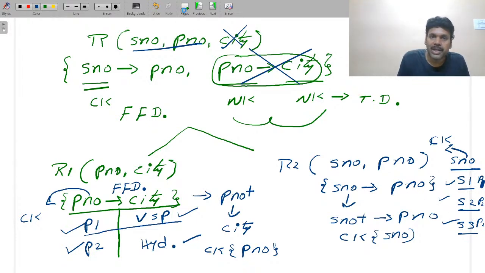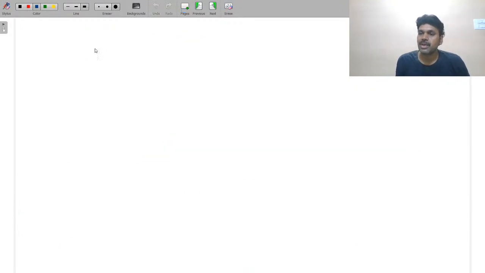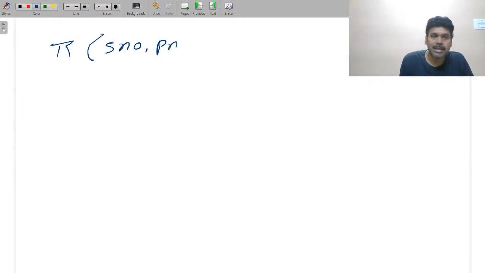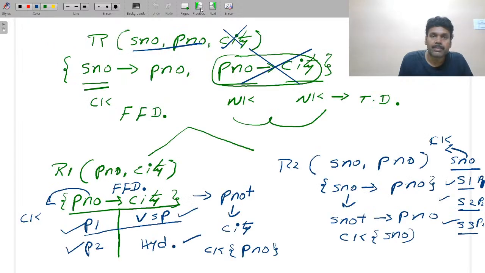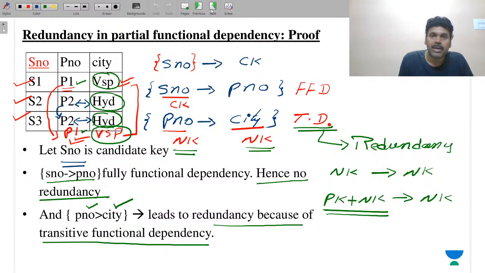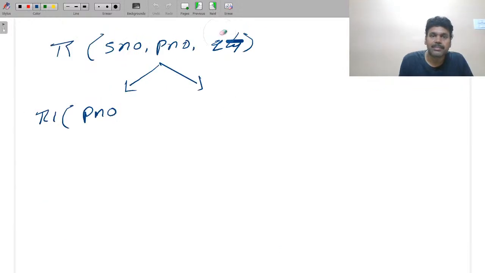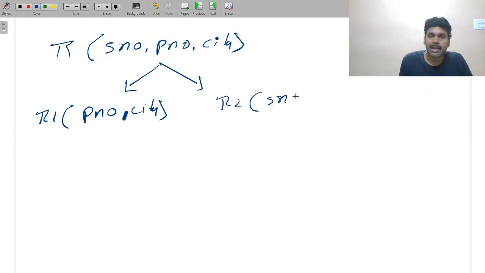But finally, what do we understand? Your original R is decomposed into two subrelations just by using decomposition. So your original R is S number, P number, and quantity. This is divided into R1, P number city, one table, and the second table is S number, P number.